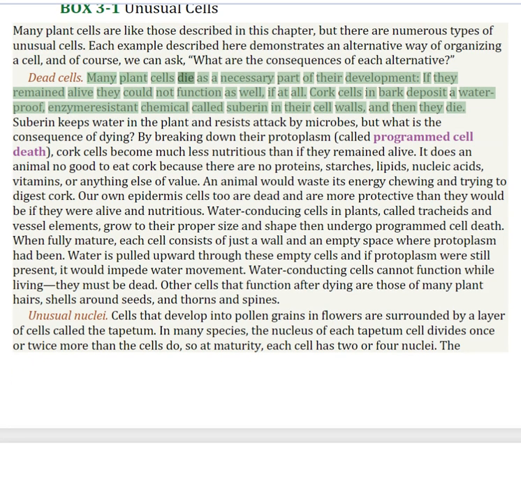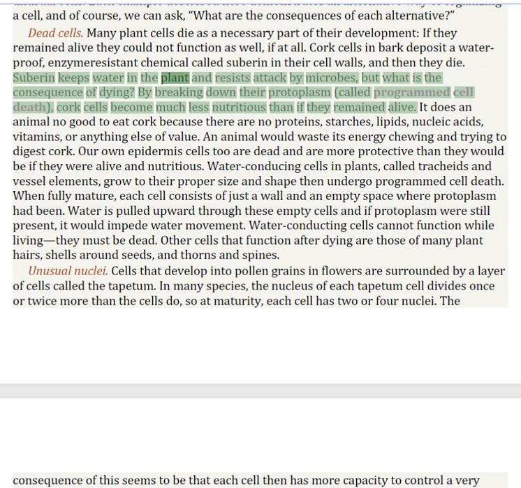Many plant cells die as a necessary part of their development. If they remained alive, they could not function as well, if at all. Cork cells in bark deposit a waterproof, enzyme-resistant chemical called suberin in their cell walls, and then they die. Suberin keeps water in the plant and resists attack by microbes, but what is the consequence of dying?